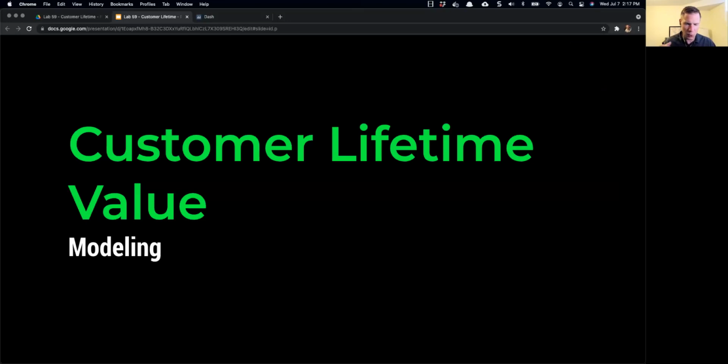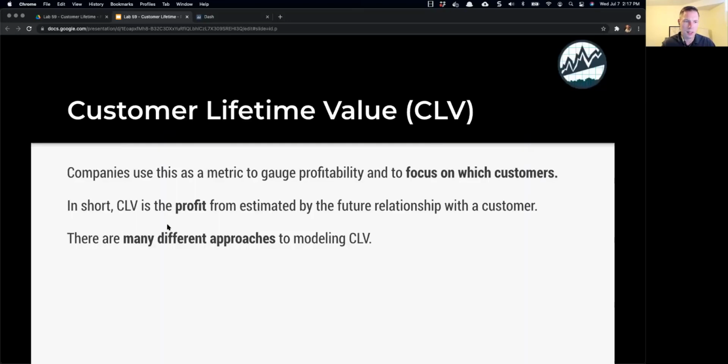Okay. So let's talk about customer lifetime value modeling. There's a couple of different approaches, and there are all sorts of different equations out there if you research customer lifetime value. Companies use this as a metric to gauge profitability. They want to understand which customers they should be focusing on. Generally speaking, they use different algorithms to calculate the anticipated value of this customer given their previous buying history. So in short, the customer lifetime value is the profit that's estimated from the future relationship with a customer.